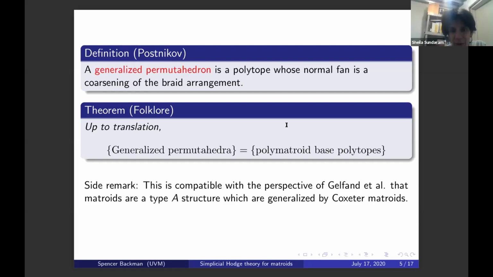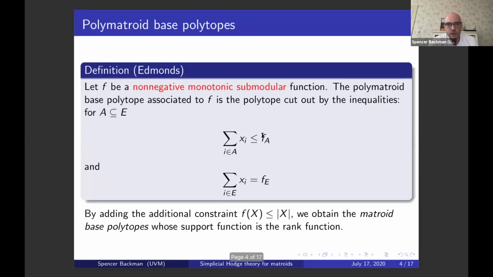Can I quickly interrupt, Spencer? Art Duval said, what's F subscript A? Right. So F sub A, this is a function, right? I didn't define the domain or the range. F is a function from the power set of E to the real numbers. And since A is some subset of E, F sub A is the function evaluated at A. Thank you. Yeah, the notation was not sufficient. Is that clear? Hopefully it is.